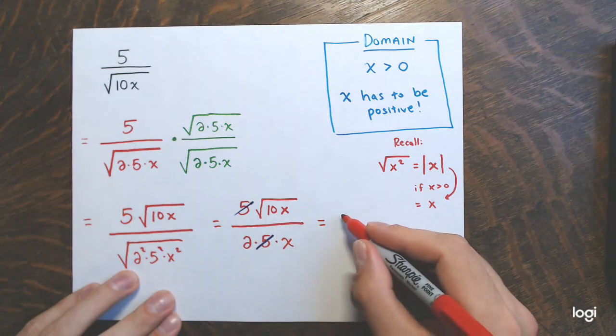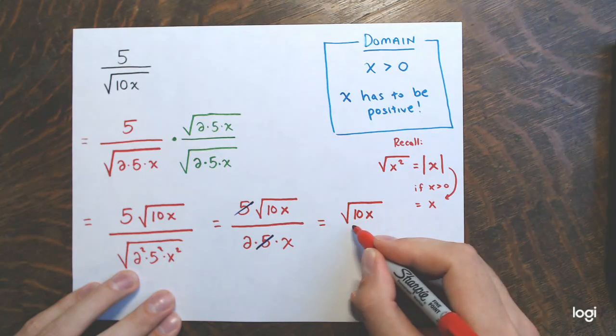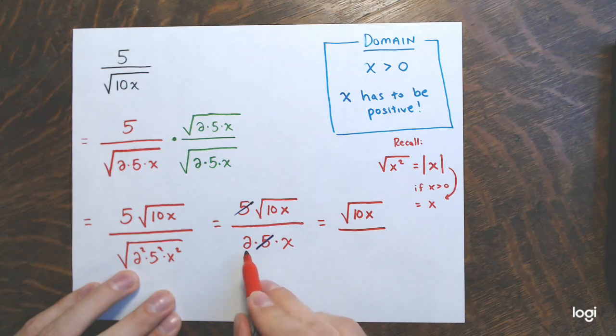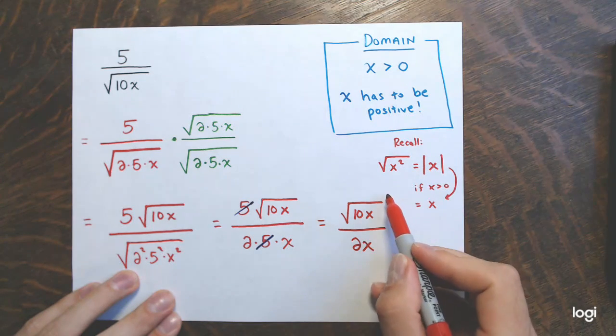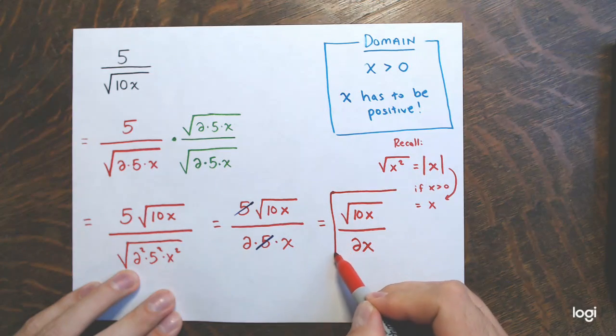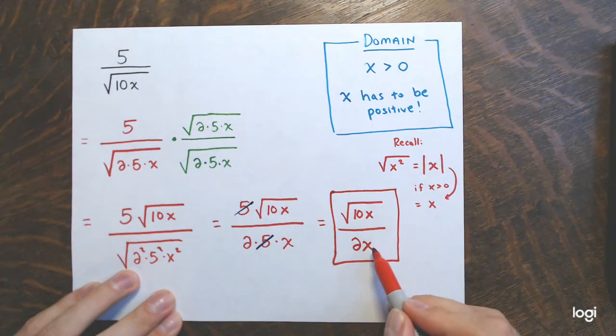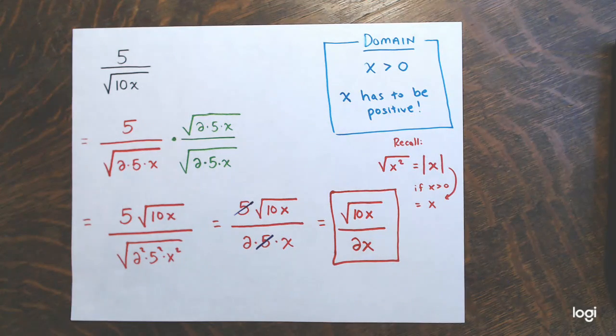So the numerator, this is the square root of 10x, divided by, and the denominator has factors of 2 times x left over. And there, that's as simple as it's getting. After we've rationalized, the denominator doesn't have a radical anymore.